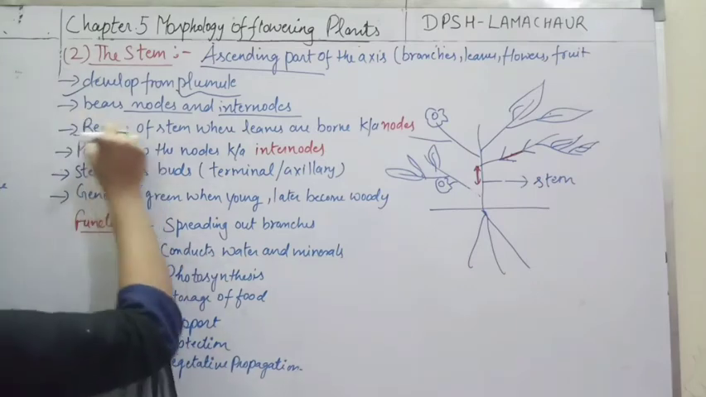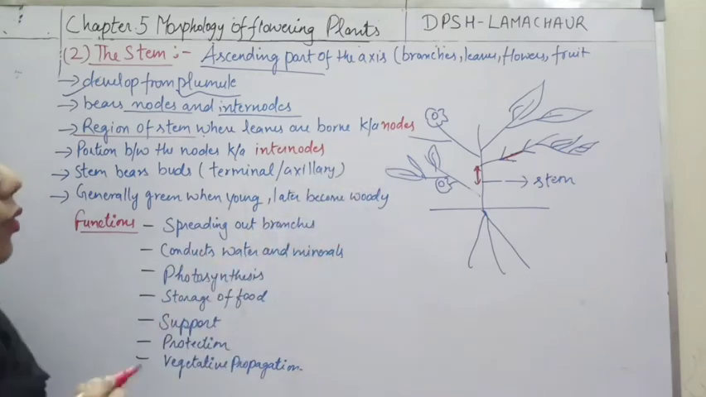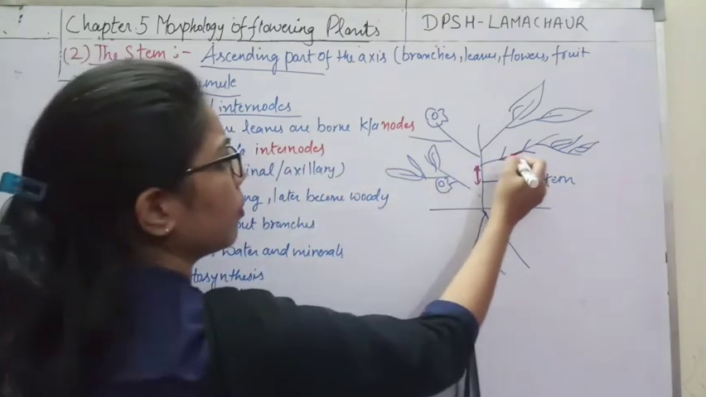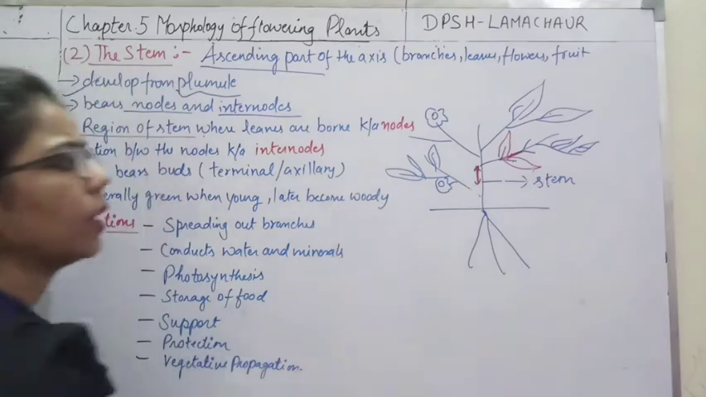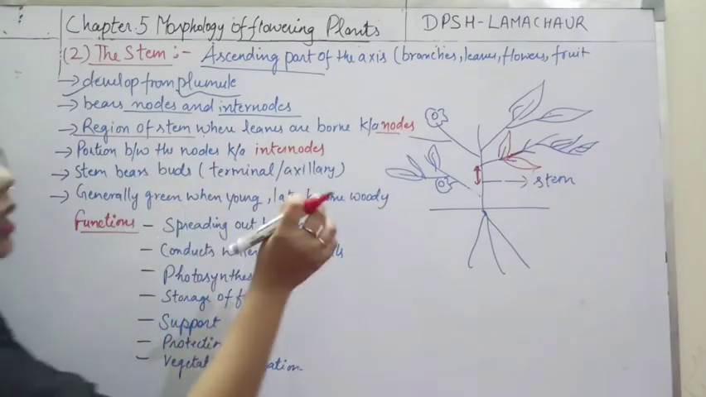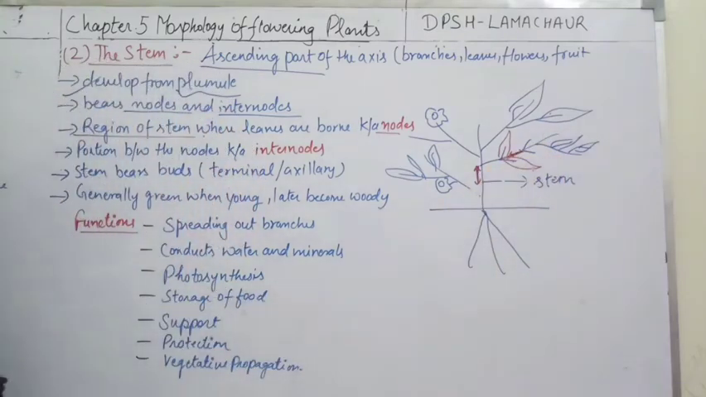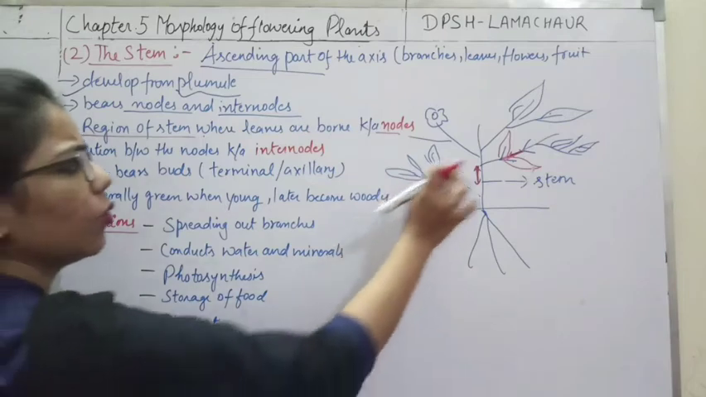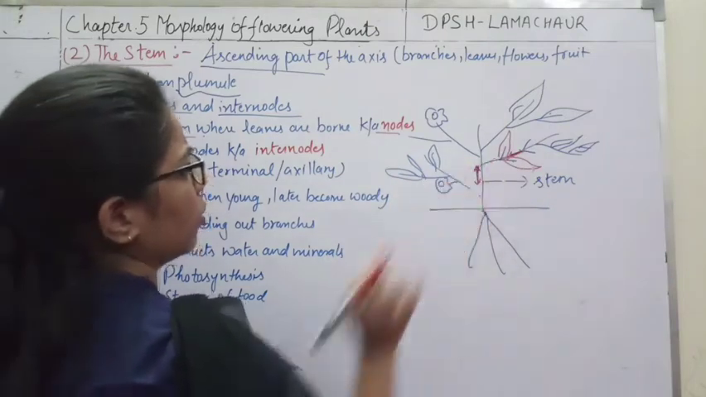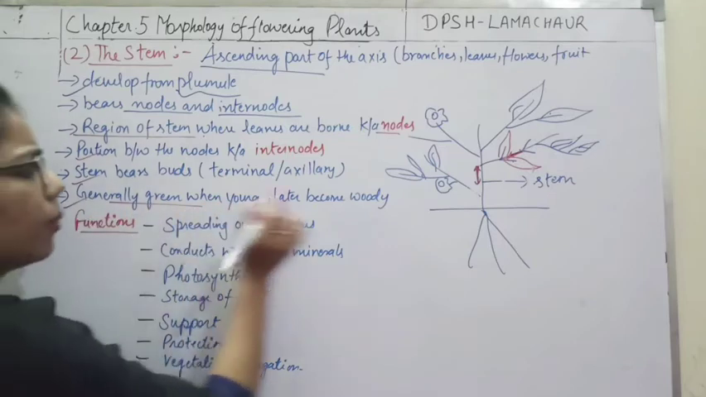Another thing, the region of the stem where leaves are borne. So what is the node? That from where leaves are forming. So this structure is the node, and because the stem has different nodes, the distance between them is known as the internode. Clear? What is a node and what is an internode? Right? Then another one about the stem.